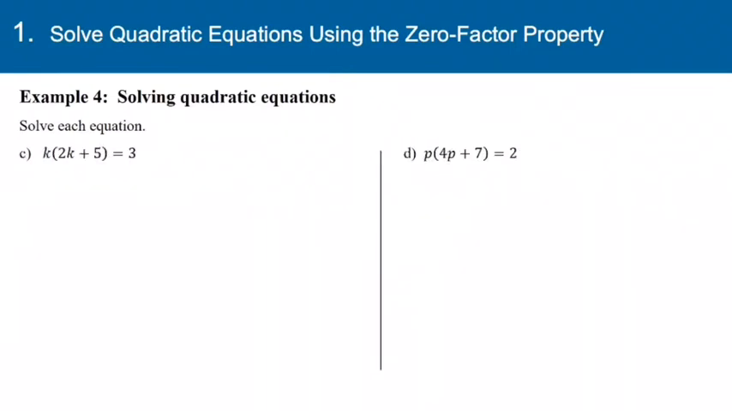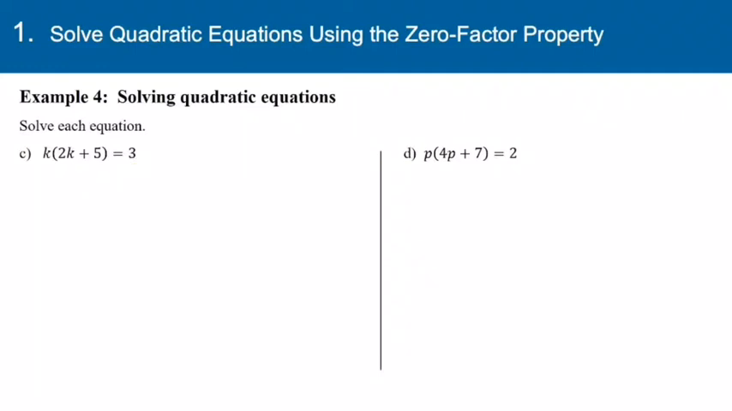Now in part C, we have something a little different. This left side is in factored form, but the right side is not equal to 0. So you cannot say k equals 3 and 2k plus 5 equals 3. 3 doesn't work like 0 does. We have the 0 factor property. We don't have the 3 factor property. These factors need to be equal to 0.